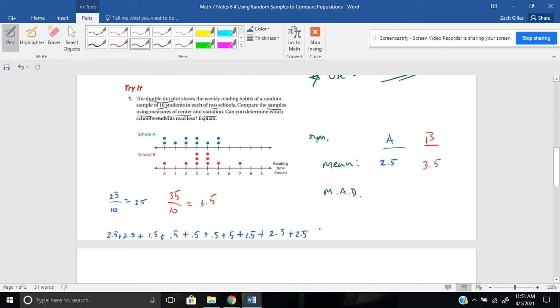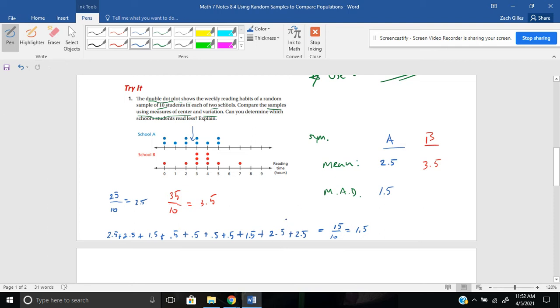Okay, so let's add that together. 2.5 plus 2.5 plus 1.5 plus 0.5 plus 0.5 plus 0.5 plus 0.5 plus 1.5 plus 2.5 plus 2.5. When I add that together, that gives me a total of 15, divided by, well, there were 10 entries, so 1.5 is my mean absolute deviation. That means on average, each one of these points is 1.5 away from the average. So they're 1.5 away from 2.5.